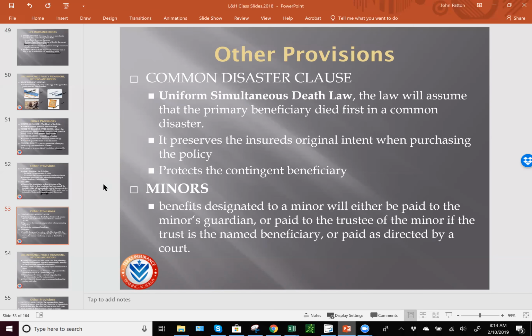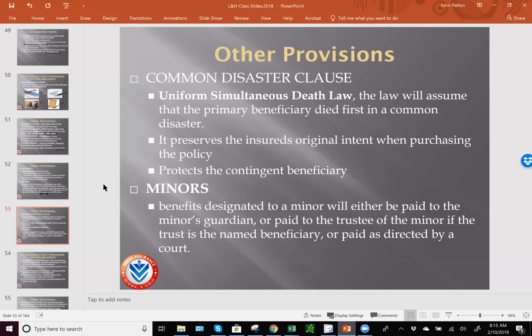Next, we have the common disaster provision, also called the Uniform Simultaneous Death Law. This provision will assume that a primary beneficiary died first in a common disaster with the insured, even if that was not the case. The whole purpose of this provision is to protect any contingent beneficiary that might be listed on a policy, and it preserves the wishes of the insured that they are passing their estate on to their heirs tax-free.